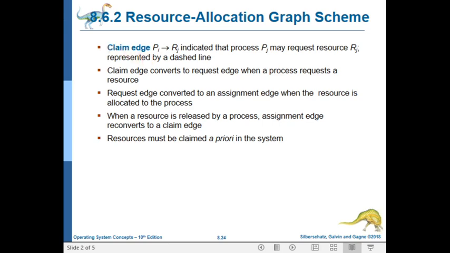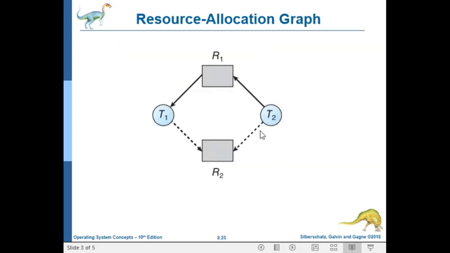A claim edge is a direction from thread Ti to resource Rj, indicating that thread Ti may request resource Rj, represented by a dashed line. So we look at this figure. This is an example of a claim edge.